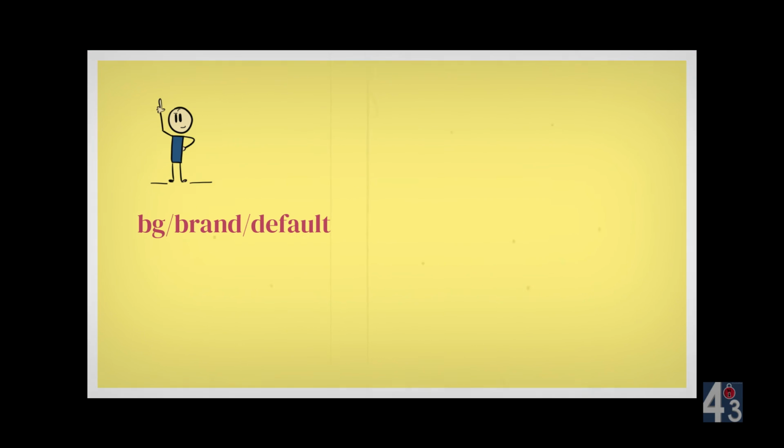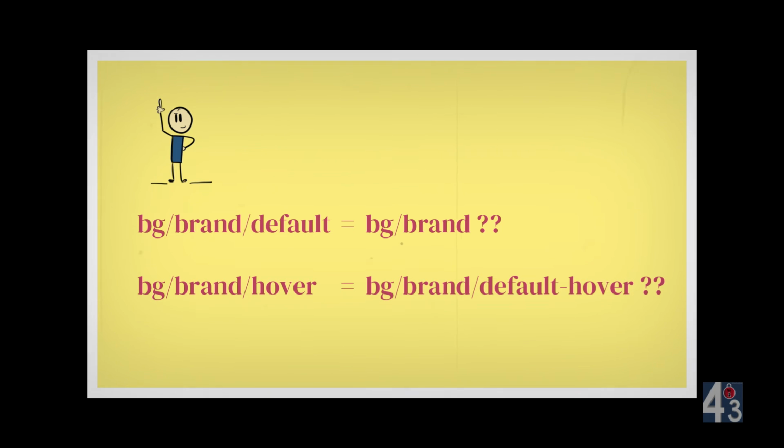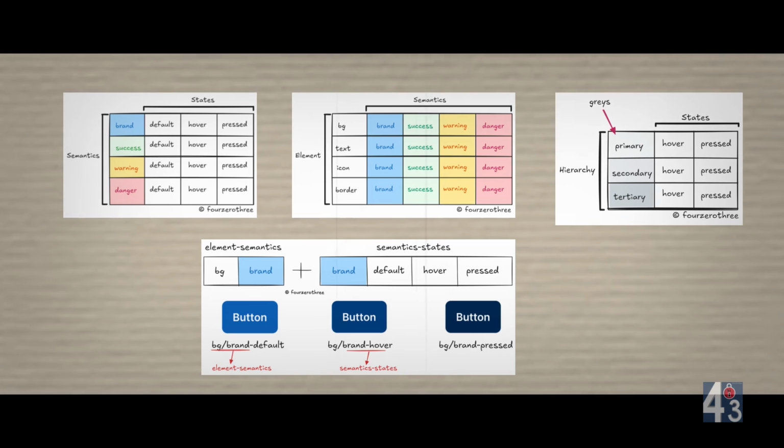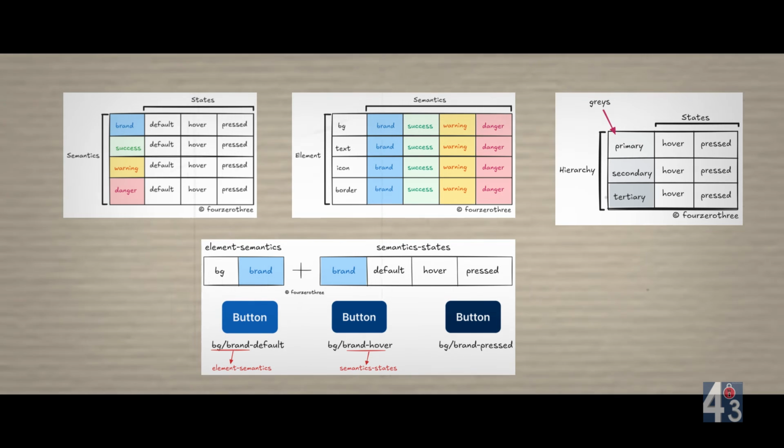Rather than BG brand default, I could do away with default and just have a BG brand. Now this works fine too. Similarly, notice the name BG brand hover. I named it this way rather than BG brand default hover. It works either way. If you think this way, you could plot a mental map, a matrix of sorts, to tabulate the combinations of variables you may need.